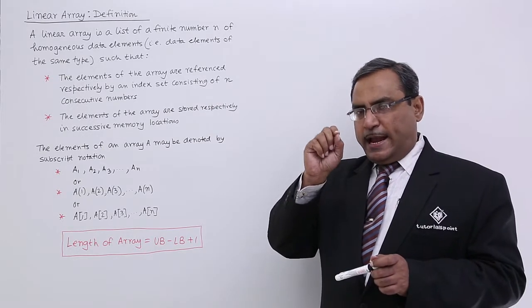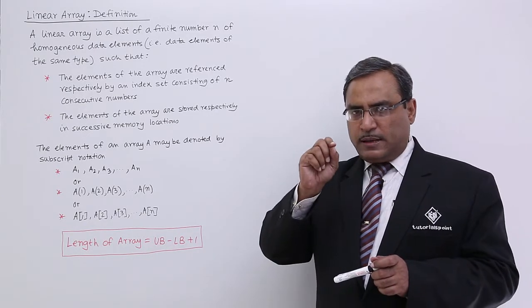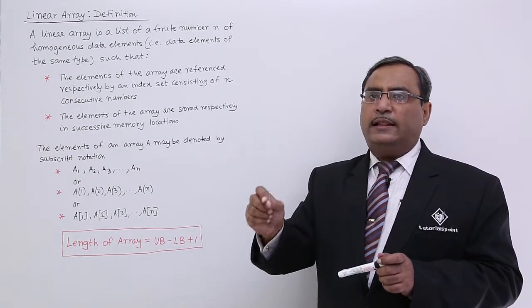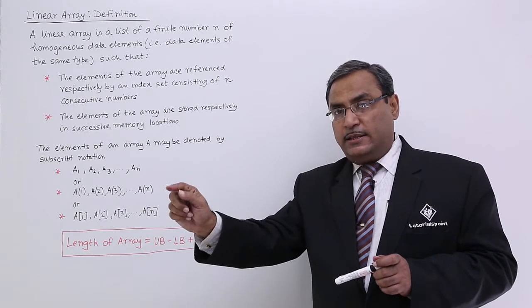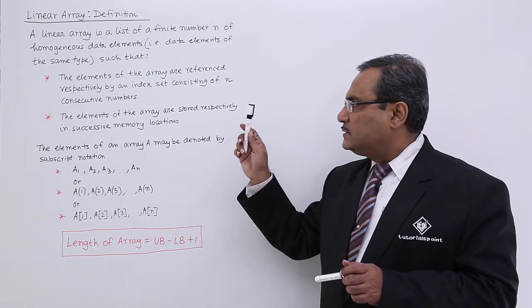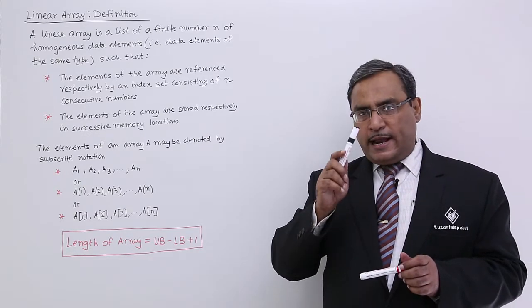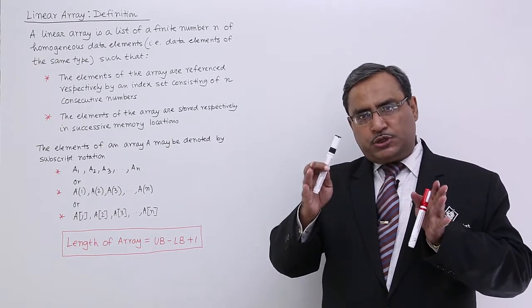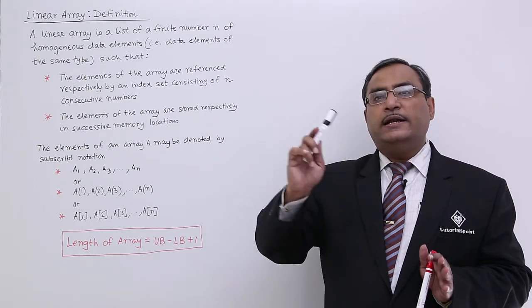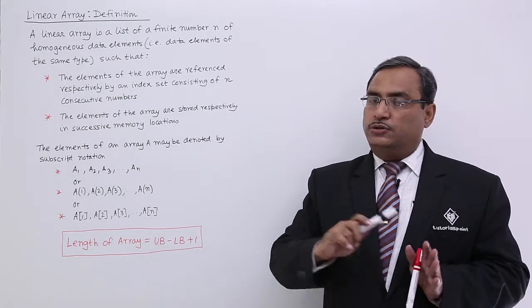So that means the array content will be accessed randomly and directly. That means there will be some index value, and using that index value and the array name, I can directly access that location's content. The elements of the array are stored respectively in a successive memory location. So that is another very important aspect. That means for an array, some set of finite values will be stored of the same data type, and those values can be accessed using some index directly, not sequentially. I can directly access fifth data, fourth data. So that is also important.